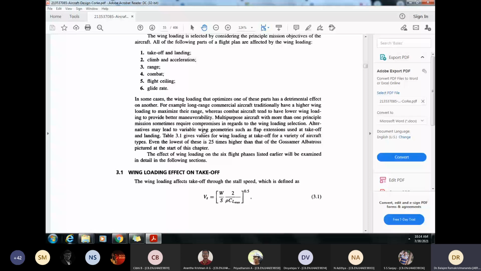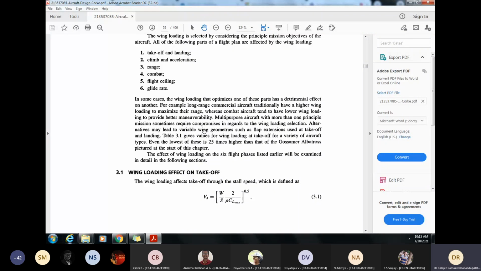So you may have to think of something new, like our MiG-23 aircraft in the hangar. It has variable sweep, so it has a larger area, sorry, smaller wing loading during takeoff and larger wing loading during climb and cruise at high speed.